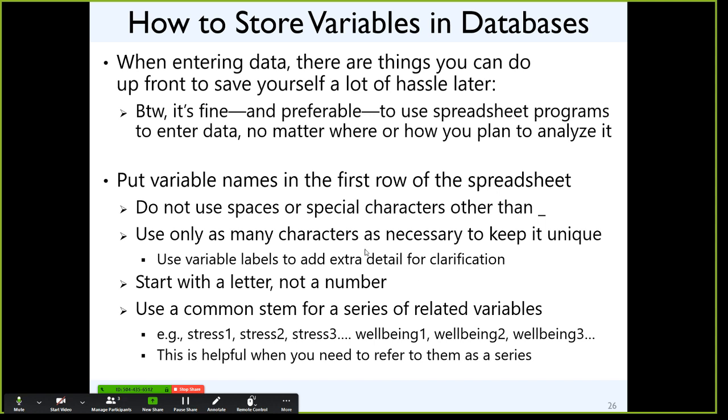Using only as many characters as necessary to keep it unique. That's key because it will drive you crazy later on otherwise. Because every variable name that you create, you're eventually going to have to type over and over and over again as you run models on it. And the longer your name is, the more typing you're going to have to do and the more error prone it is. Because Stata, SAS, and otherwise insist that you spell things right.